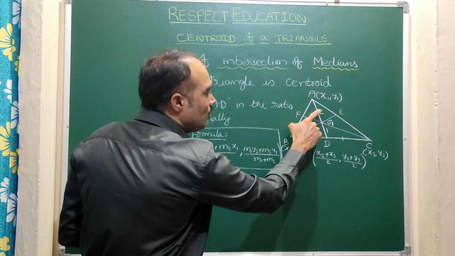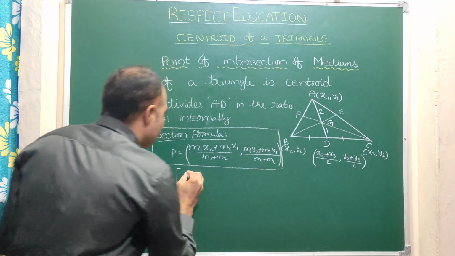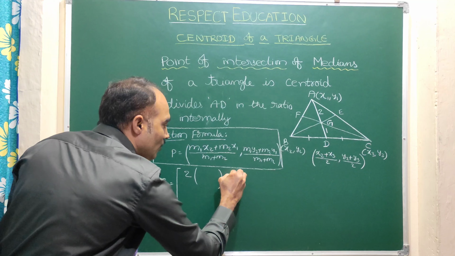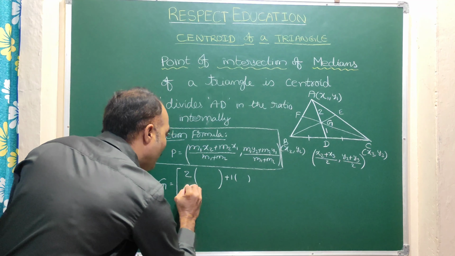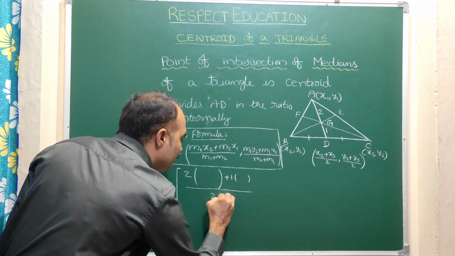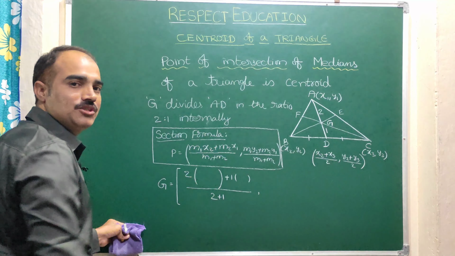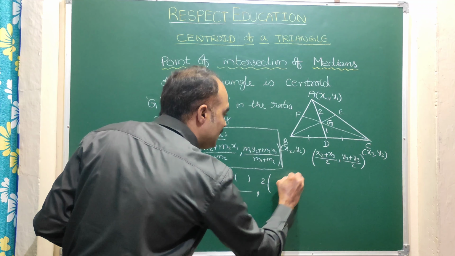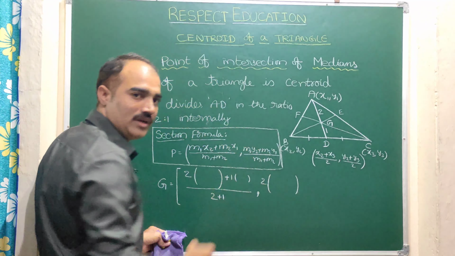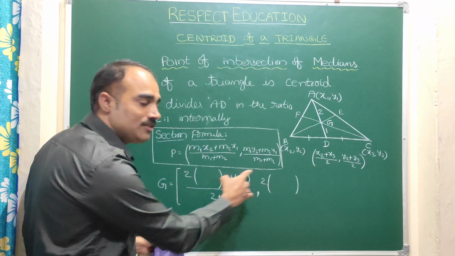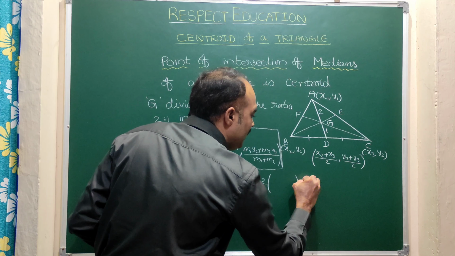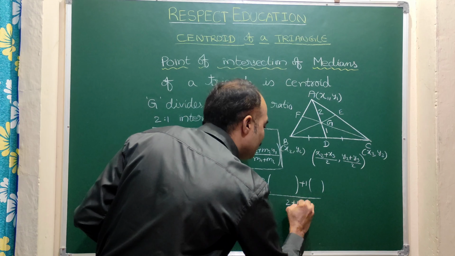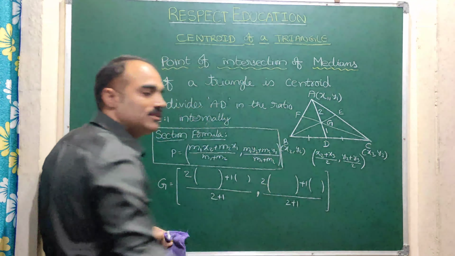There I have told you, 2 into this something, see, 2 into this something plus 1 into something by 2 plus 1. This is the easy way of substituting the values. Same way here, 2 into something, because the given ratio is 2:1. That's why here I am writing 2 into something plus 1 into something by 2 plus 1. Now let us substitute these values.